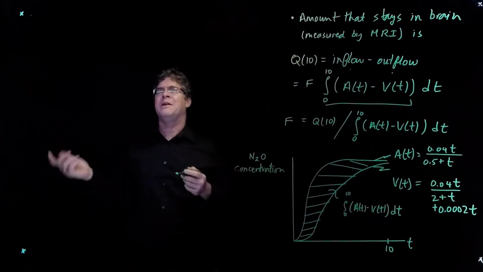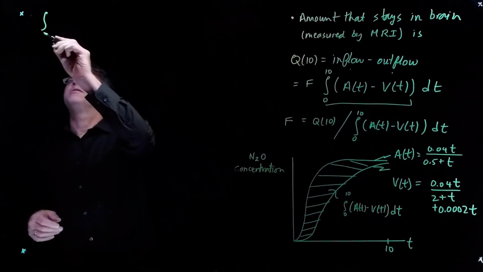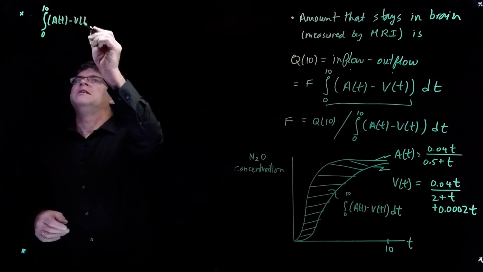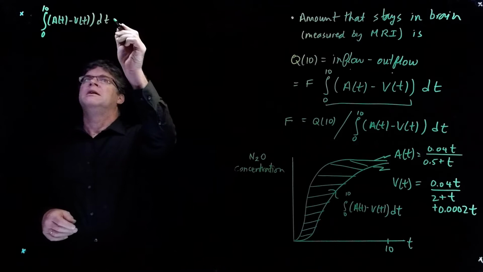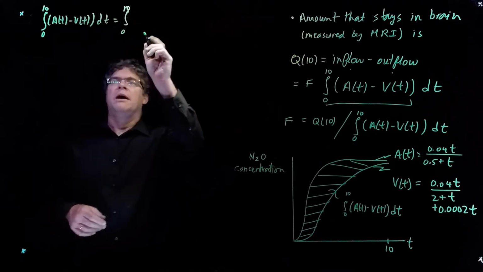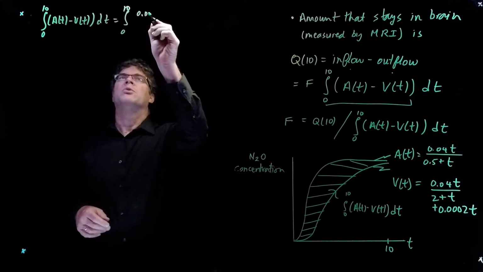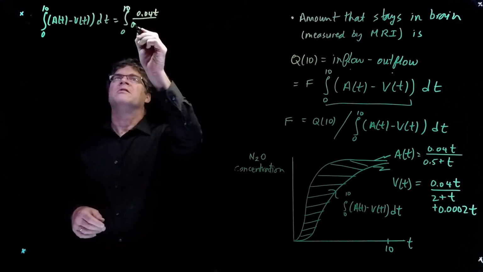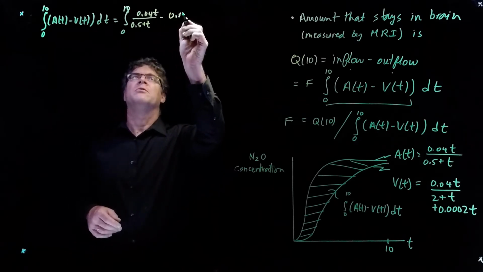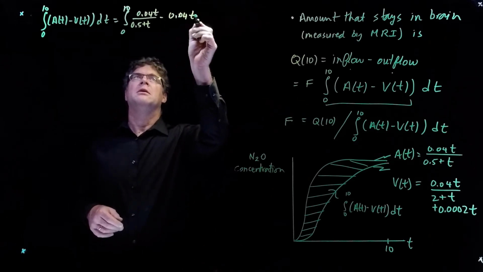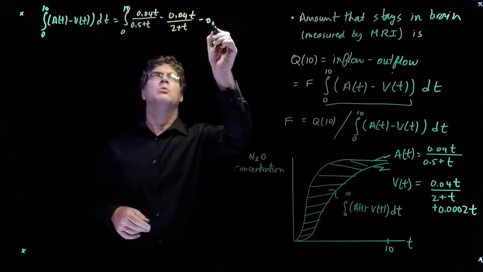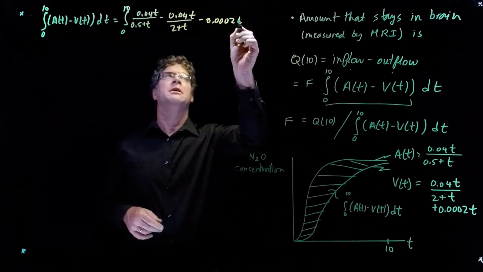Okay, let's go ahead and calculate that integral. So it's the integral from 0 to 10 of A of t minus V of t dt. And that's going to be equal to the integral from 0 to 10. And we have 0.04 t over 0.5 plus t minus 0.04 t over 2 plus t minus 0.0002 t.